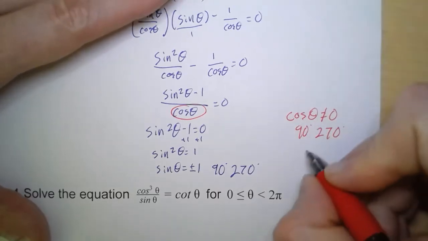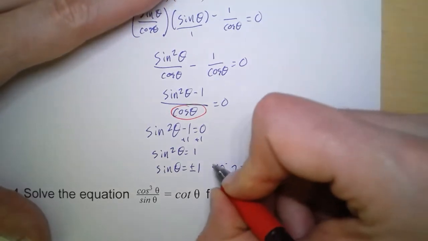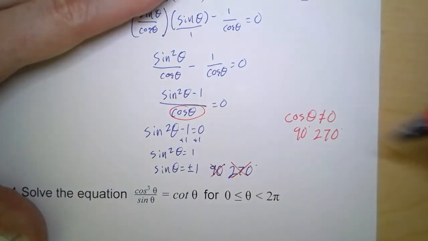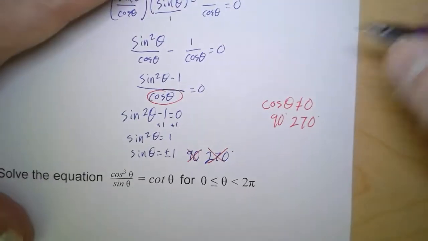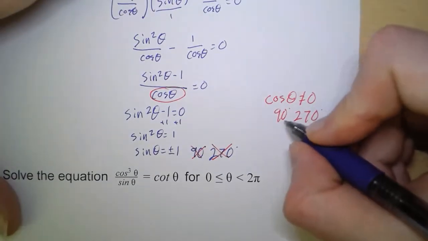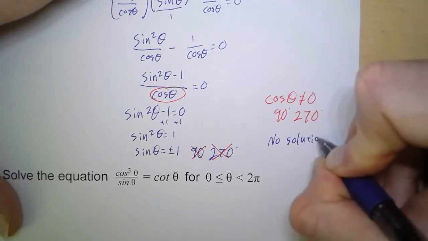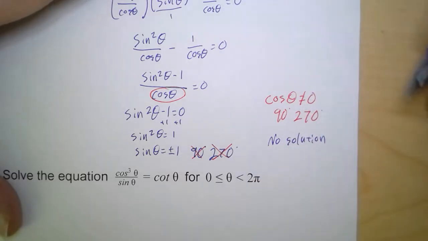And so what happens is this negates the answers we just found. Those can't happen because what ends up happening is we end up dividing by 0. So that means for this problem, there's actually no solution. The answers we found turned out to not work.